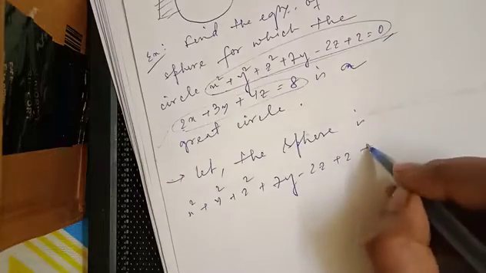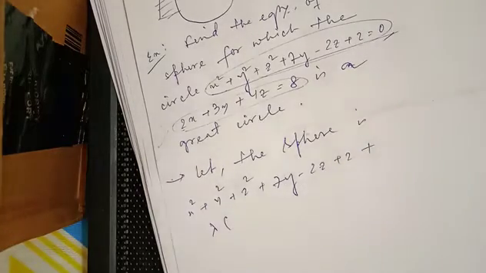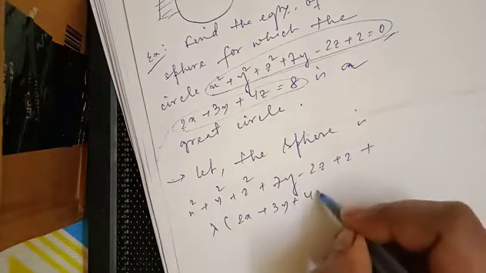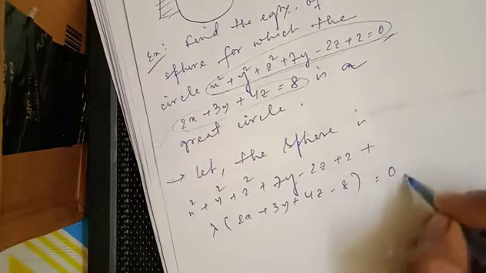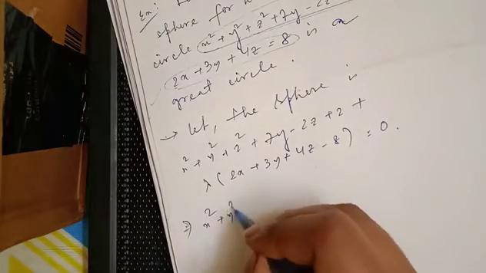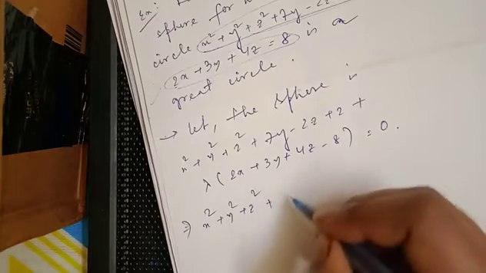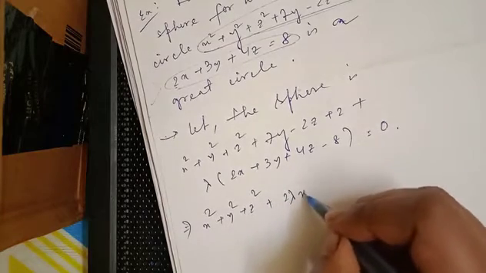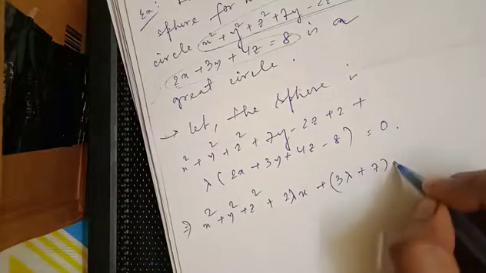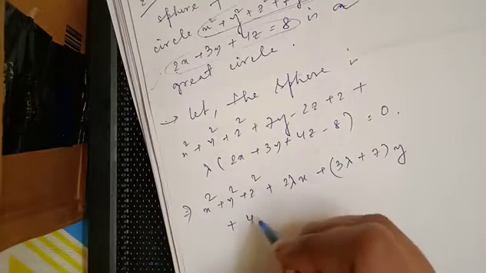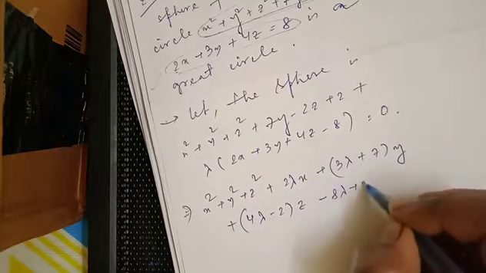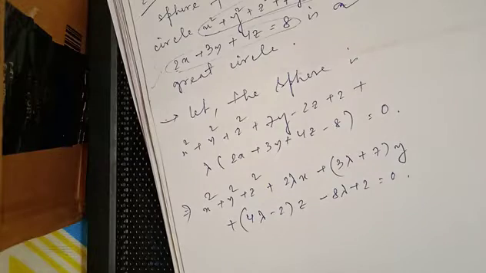2z plus 2 plus lambda into (2x plus 3y plus 4z minus 8) equals 0. Now opening the bracket, it will become x square plus y square plus z square plus 2 lambda x plus (3 lambda plus 7) into y, then (4 lambda minus 2) into z, minus 8 lambda plus 2 equals to 0.